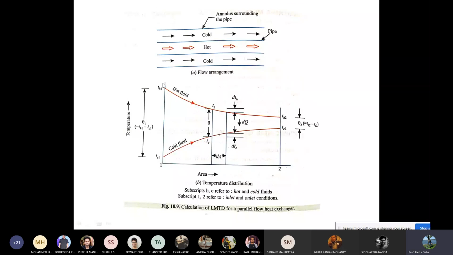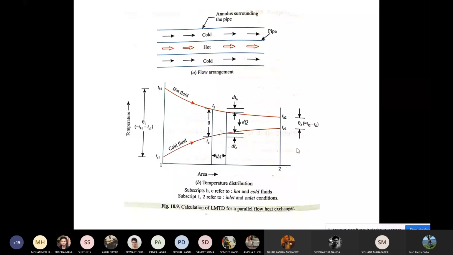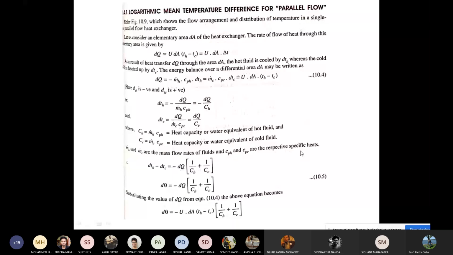Actually, the temperature difference at the inlet and outlet is given by theta 1. So for a parallel flow heat exchanger, at the inlet, the temperature difference will be Th1 minus Tc1, because Th1 is greater than Tc1. As you can see in this picture, we are defining this inlet and outlet temperature difference as theta 1 and theta 2. For a counter current, counter flow heat exchanger also, you can derive the expression, as I said. If you are familiar with the notations given, let's go back to the slides and then derive the expression.